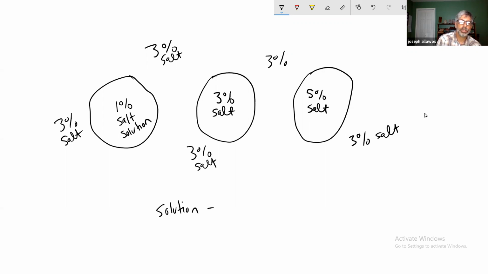A solution is equal to the solute plus the solvent. And there are many different kinds of solvents. Solvents are things that dissolve solutes. And what's the solvent of life? What is life dissolved in? Water, right? In this case, the solute is salt. So the solute is what's dissolved in the solvent, and the solvent is what dissolves the solute. Together, they make up a solution, okay?